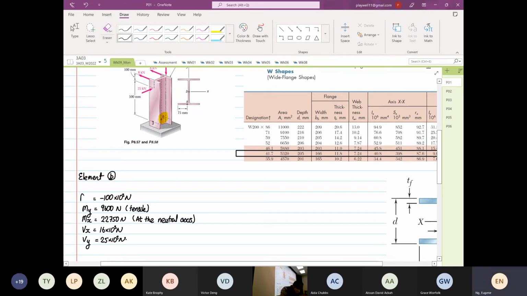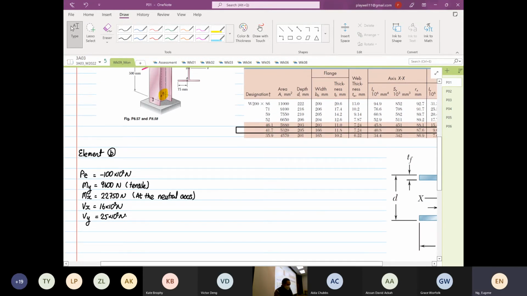So the axial load, I've taken all this information from our lecture last week on Friday, where you have minus 100 times 10 to the power 3 Newton. You got moment about y-axis at 9,600. Moment about x is 22,750. Shear force in the x direction is 16 kilonewton, and shear force in the y direction is equal to 25 kilonewton.